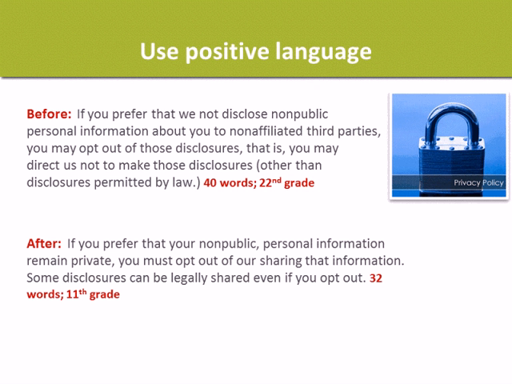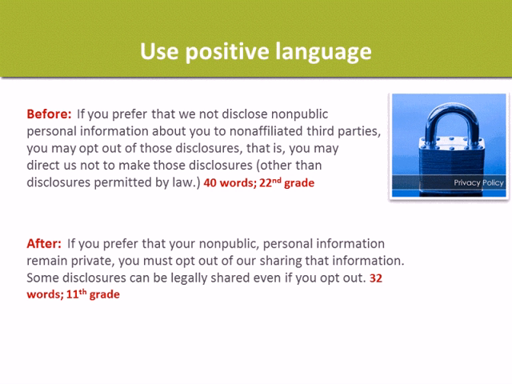So here's a good example. It's a terrible sentence in and of itself, but it's also in the before. So we have a lot of negatives. If you prefer that we not disclose information, you may opt out. That is, you may direct us not to make these disclosures other than those permitted by law.